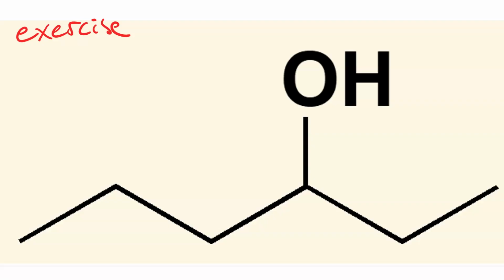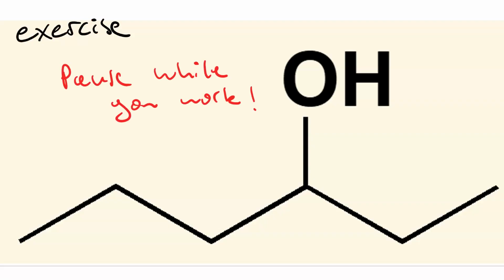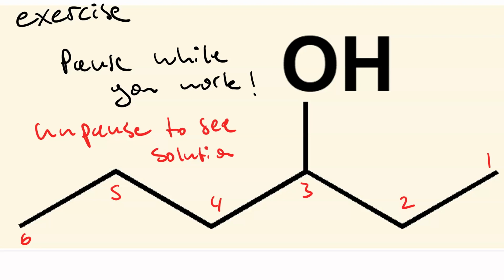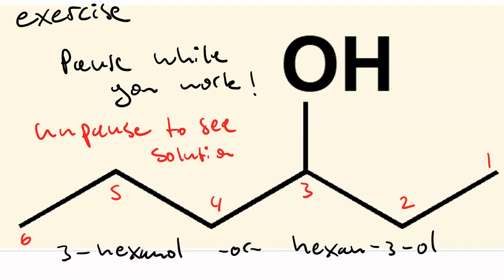Now you try one. Pause the video while you work, and then when you're ready you can unpause it to see the solution. So we number 1, 2, 3, 4, 5, 6. So the parent is hexanol, and the OH is on carbon number 3. So 3-hexanol is an acceptable name, or we could put the locant in between the N and the O, like this, to get hexan-3-ol.